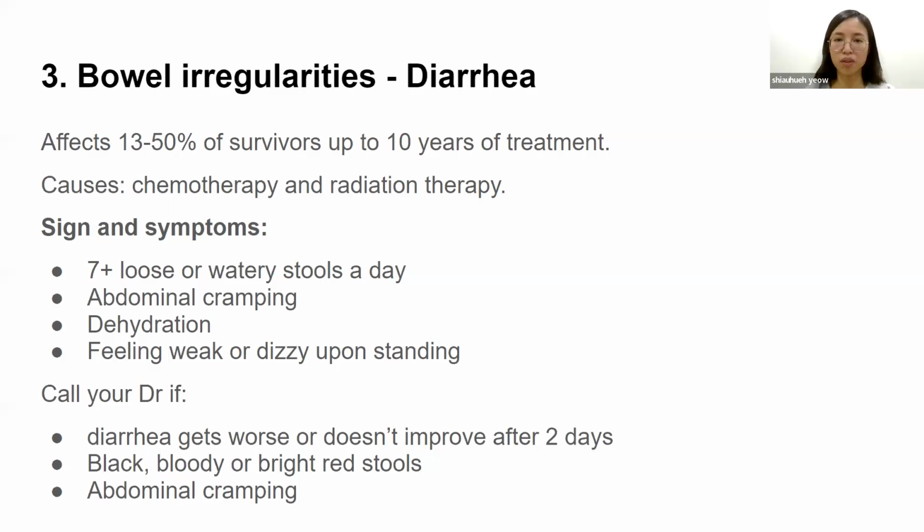So it is important to know when it is serious enough to immediately seek help in the emergency department: when diarrhea gets worse, more than four times from the baseline, or doesn't improve after 2 days, or when you have black, bloody, or bright red stools, or even abdominal cramping, because that could be a sign of blockage in your bowel.